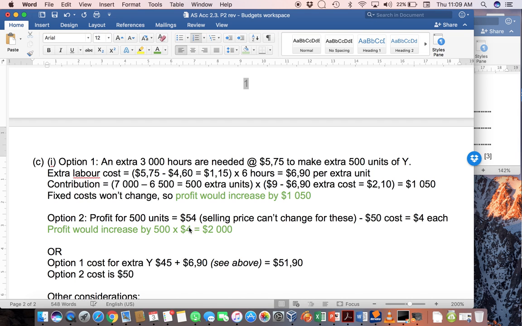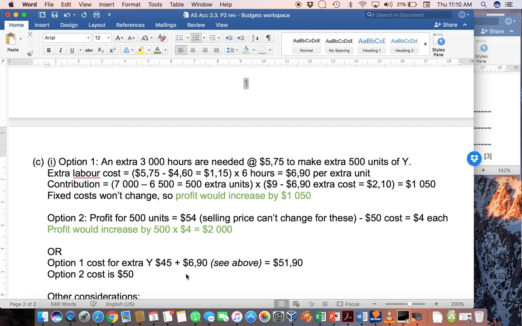If, however, I buy the goods in, which is option 2, my selling price isn't going to change. You can't sell some of the units at one price and some of the units at another price if it's all going to one customer, for example. So you've got to keep your selling price exactly the same. And the cost is now $50. That means that there's $4 for each item, which means that your profit would actually increase by $2,000, which is a whole lot more.